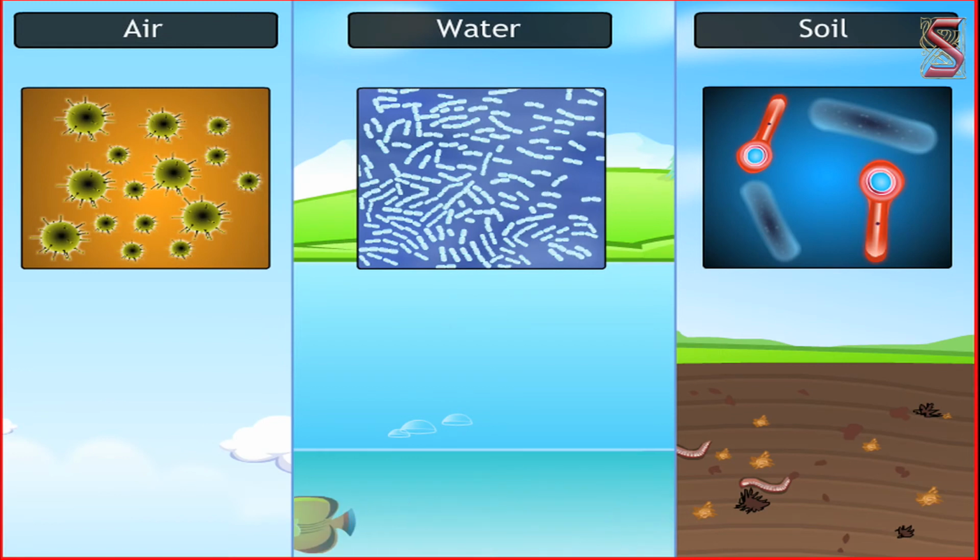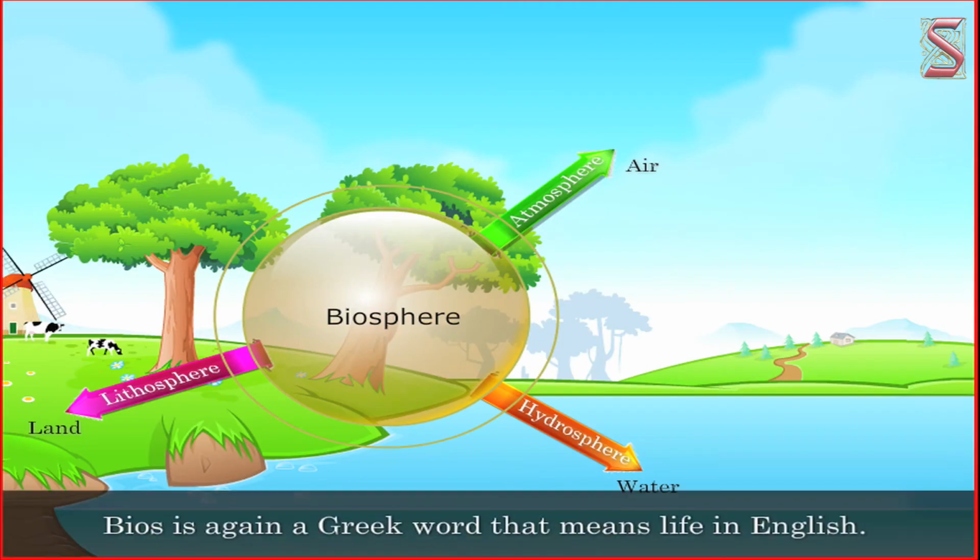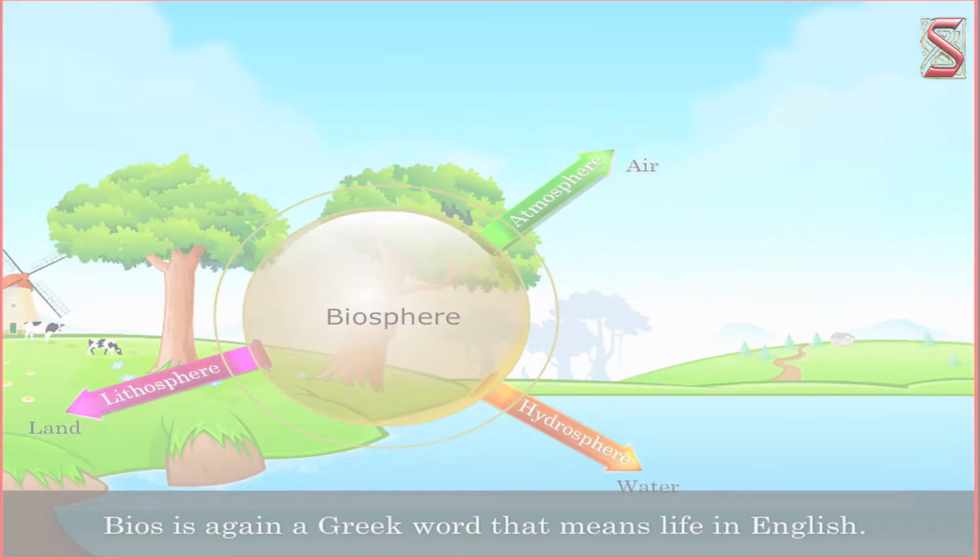The next realm of the earth is the biosphere. The biosphere is the realm of life. In other words, the biosphere is made up of all living beings, from bacteria that live both high in the atmosphere and in deep oceans, to us. Bios is again a Greek word that means life in English.